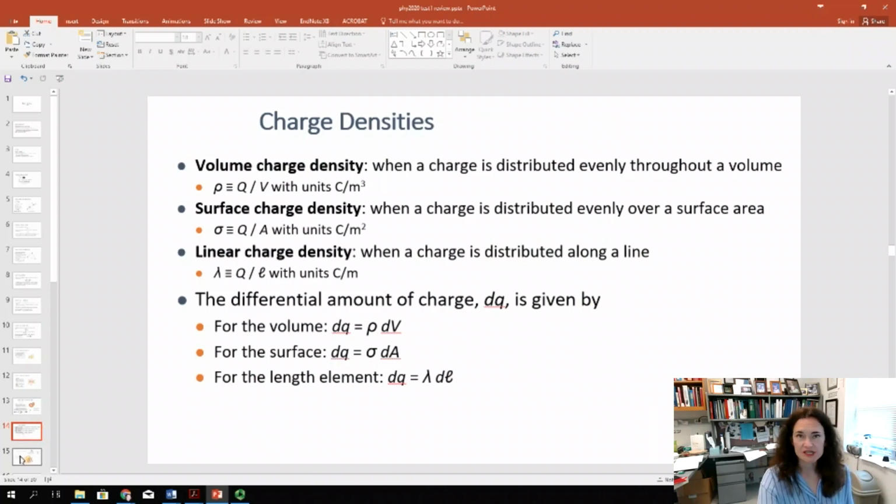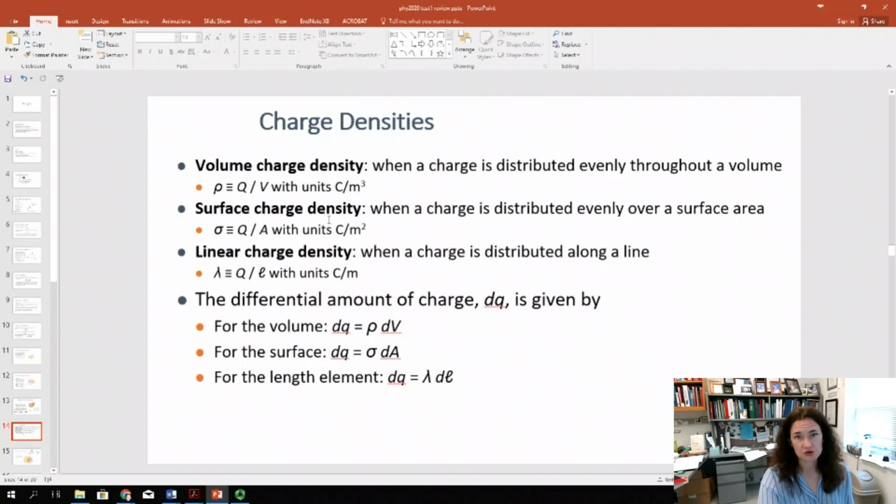Now dq is not usually what we integrate over. Usually we do spatial integrals. And so remember that you have to switch between your dq and your spatial coordinates using the idea of charge densities. A volume charge density is when a charge is distributed evenly through a volume. We oftentimes use the symbol rho for that, and rho here would be the charge divided by volume, and the units would be, of course, coulombs per meter cubed.